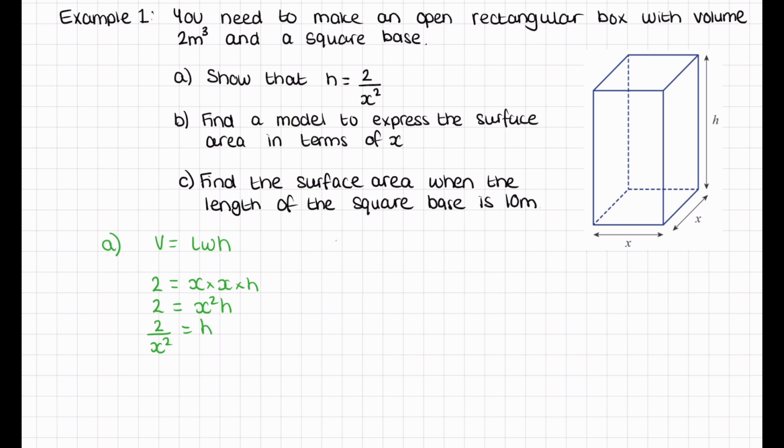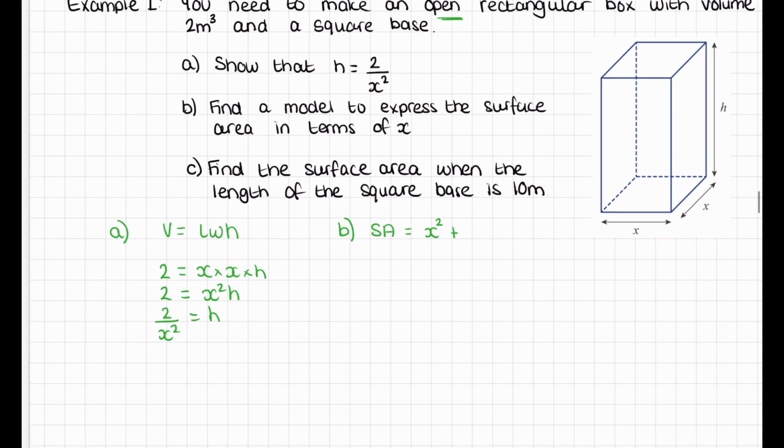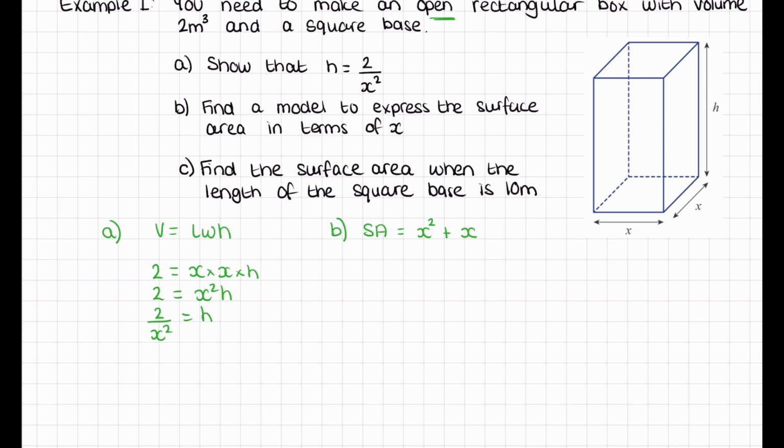Now part B, find a model to express the surface area in terms of x. We're going to go back to the question, and the important bit here is it says you need to make an open rectangular box, which means there's no lid. So for the surface area, we'll need the base, which is x squared, plus we've got all 4 long sides, which to find the area of that is x times h, and we have 4 of those. If we simplify this down, then we have x squared plus 4xh.